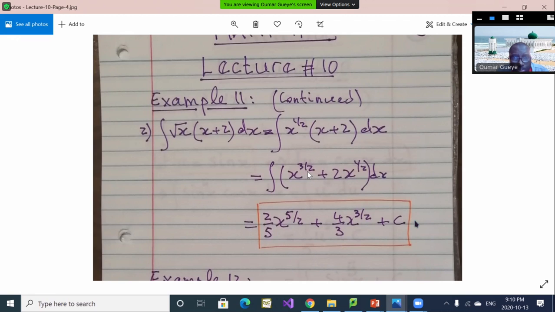The new exponent is going to be 3 by 2 plus 1, so that's why we'll get 5 over 2, and we divide by 5 over 2. But dividing by 5 over 2 is the same as multiplying with the inverse, which is 2 over 5. Same for this one, and we get the solution.